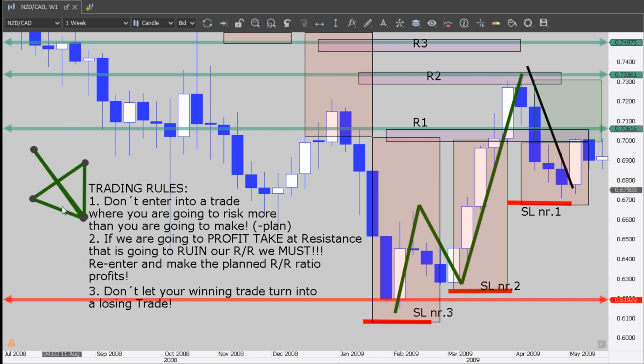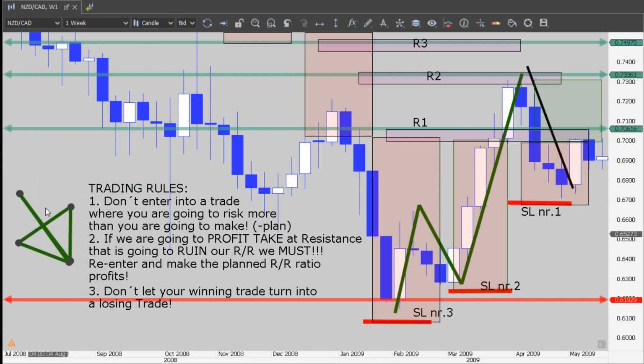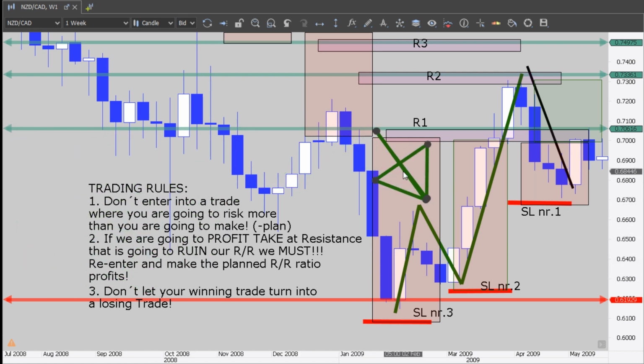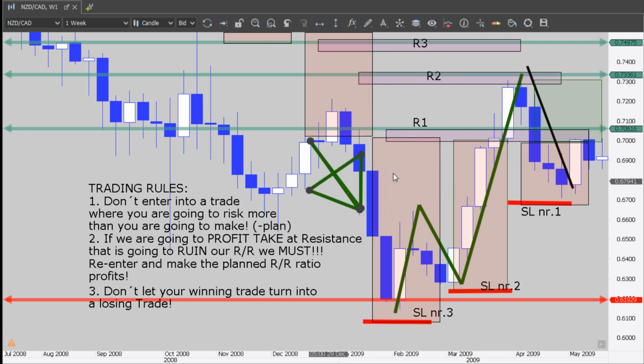You need to integrate these trading rules in your psychology journal. This is nothing more than psychology. You are going to make a plan. The plan is okay. You are going to enter with a great risk-reward ratio. It's a plan. Your plan is okay.